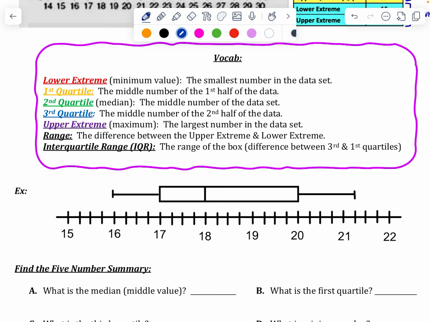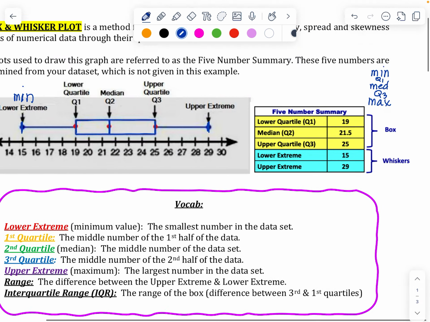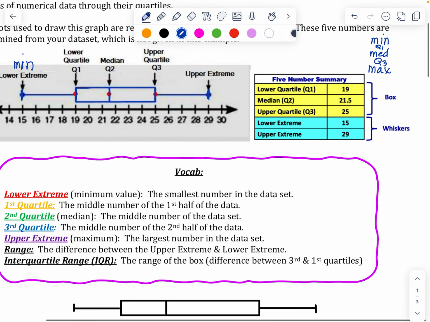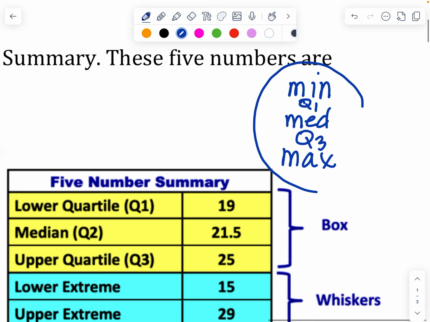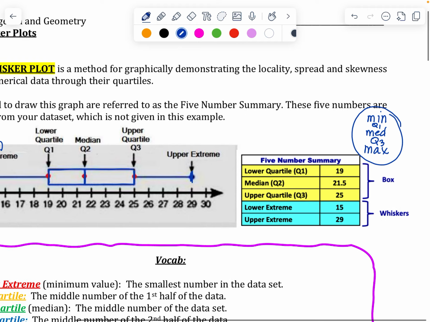All right, so first off, the 5-number summary. This right here is a 5-number summary. I hate the order that it's given to you. I like it in this order right here: min, Q1, median, Q3, max. It's called the 5-number summary.